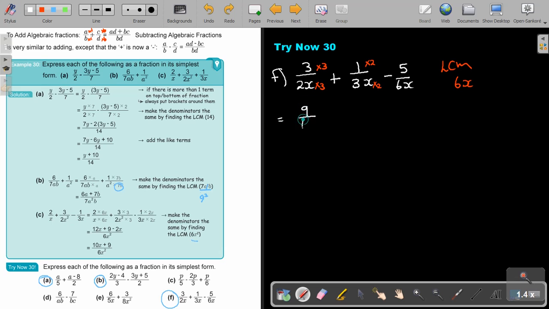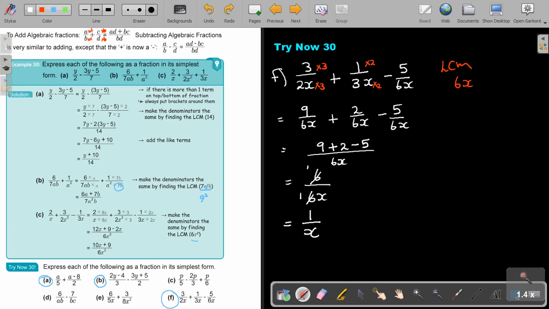I get 9 over 6x plus 2 over 6x minus 5 over 6x. And there is my 6x, and it's 9 plus 2, which is 11, minus 5. So it's going to be 6 over 6x. But then I can say 6 can go in once, and my final answer will be 1 over x, and that will be my final answer. Okay, let's go to the next example.